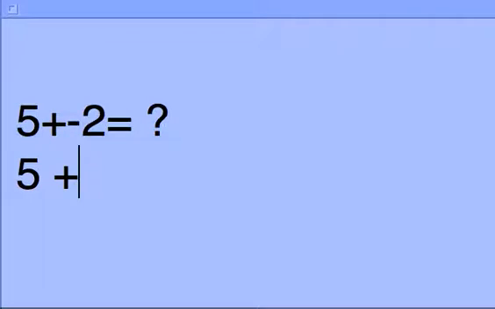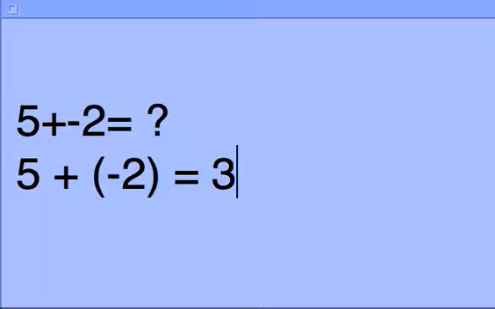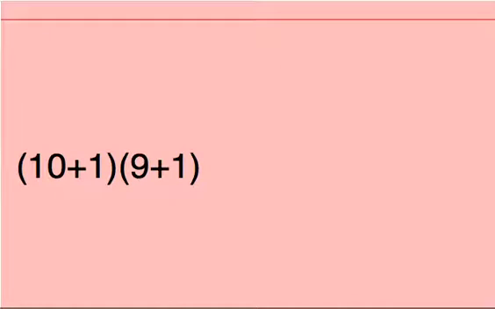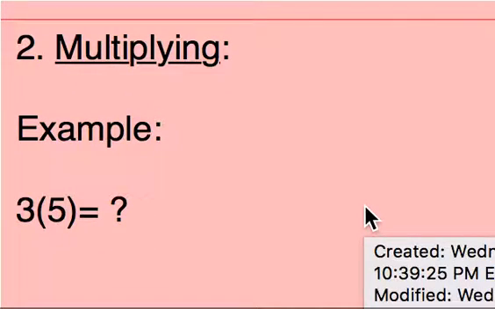but that minus sign right next to the plus is a little confusing. So let's separate it and give it its own little bubble so that it doesn't mess with our expression. And now we know that it's 5 plus negative 2, and we know that that is 3. So that is how you use parentheses to clarify an expression. So now let's move on to the next thing, which is multiplying.